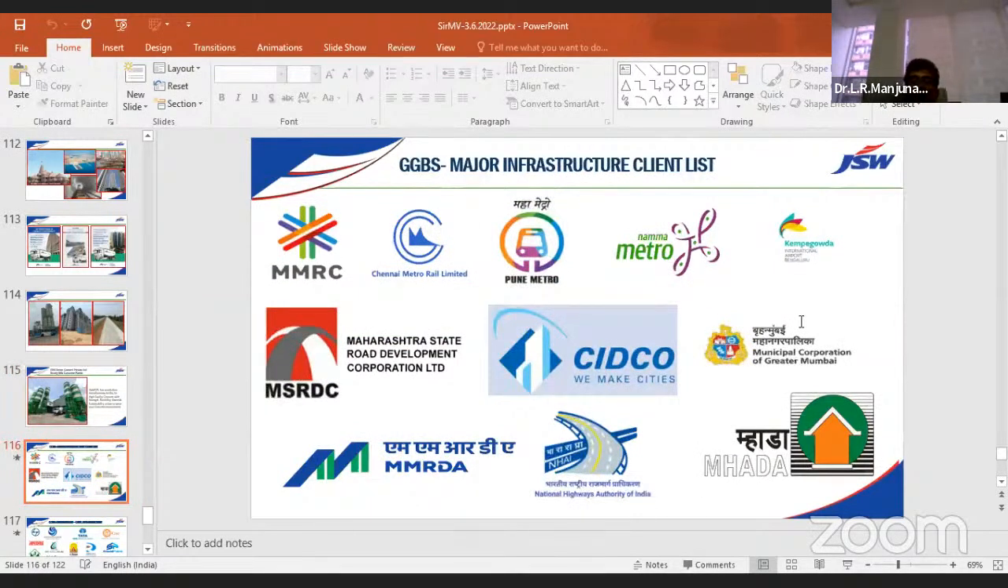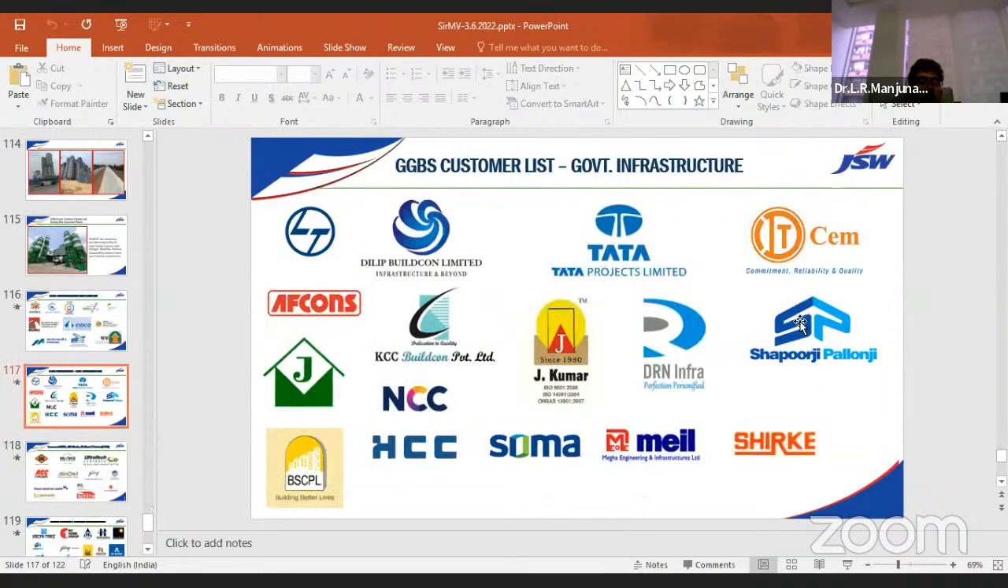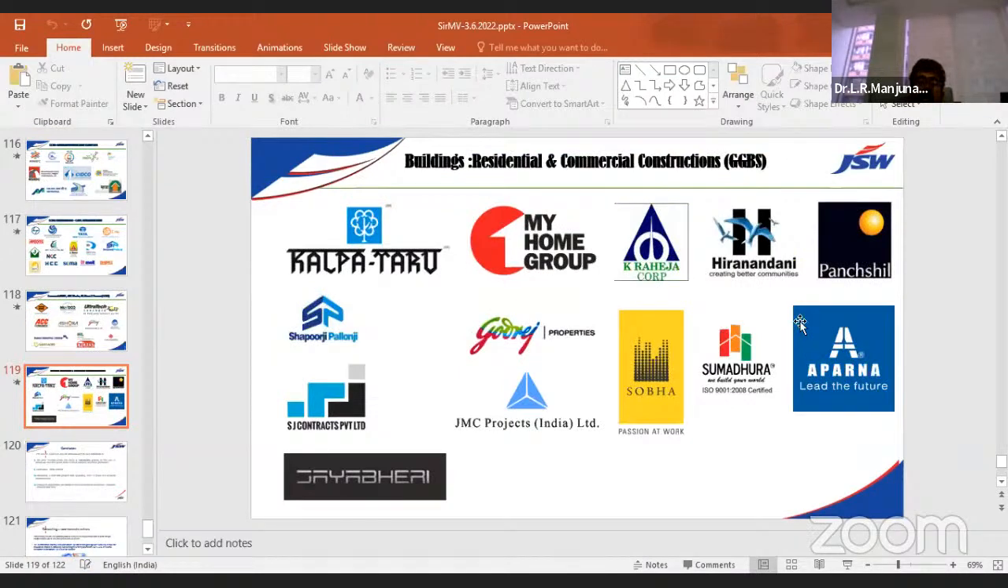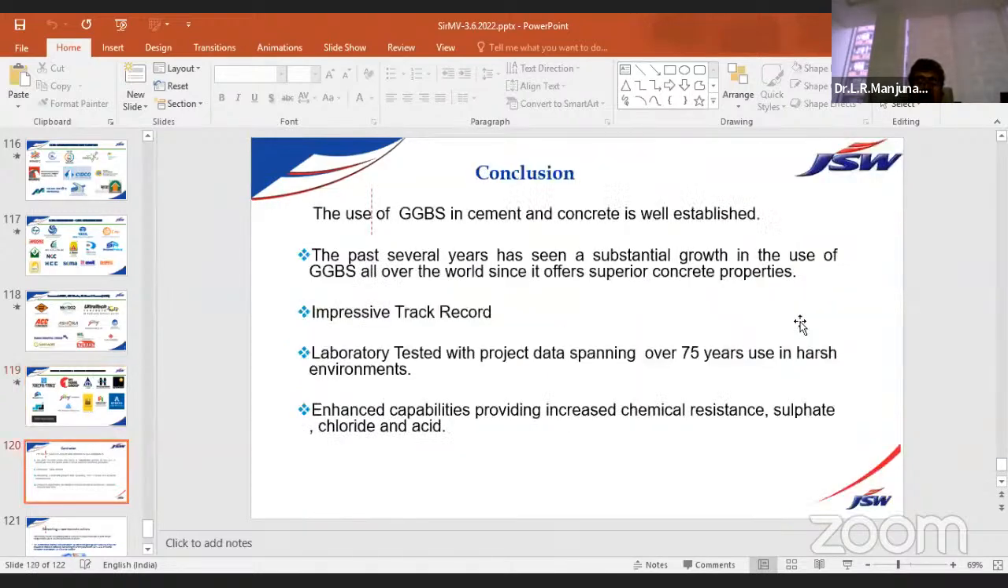So this is our total clientele. We have all major infra companies associated with us. You can see Tata Projects, Afcons, NCC, HCC, Soma. Then many RMC plants are using GGBS, apart from building product manufacturing companies like Ramco Industries, HIL, Hyderabad Industries Limited, Visakha Industries, Everest, Sayadri. These are all our customers who are using GGBS. So many builders, Raheja Corp, Sumadura, Aparna, Panchshil, Shobha, JMC, they are using our product.